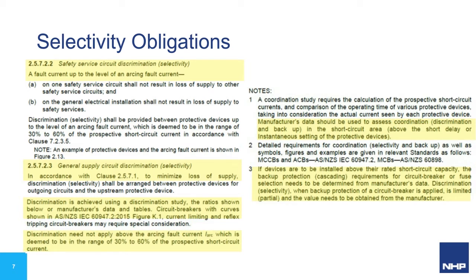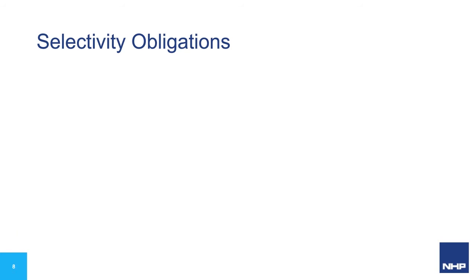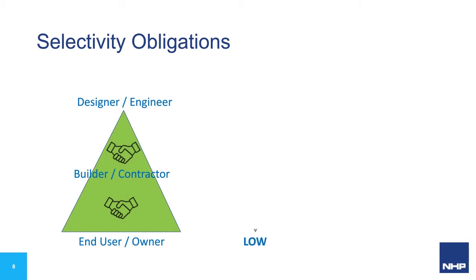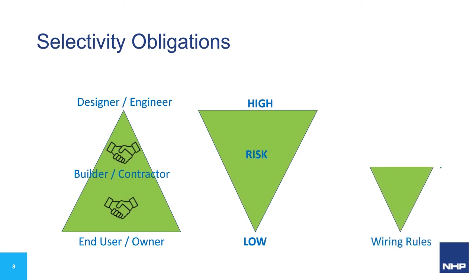After meeting these obligations, the choice is an agreement between the designer engineer, the contractor installer, and the end user installation owner. The more critical or high risk the installation, theoretically the greater the level of selectivity and supply security that is required. The obligations go from the wiring rules right through to full selectivity, top to bottom of the facility.